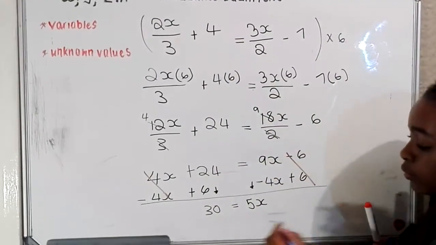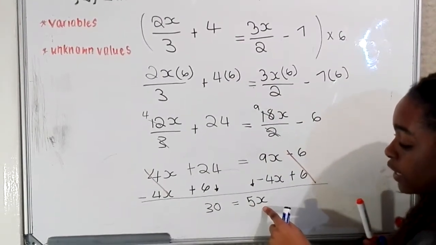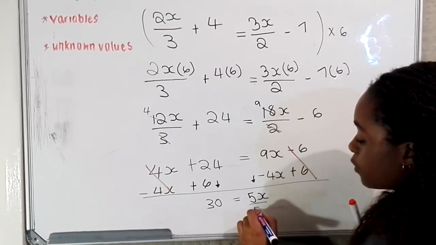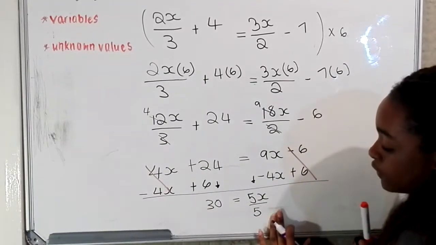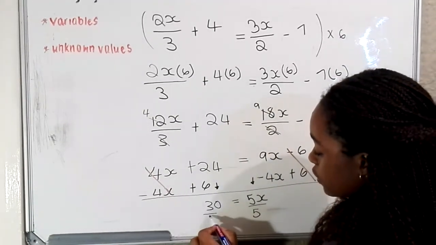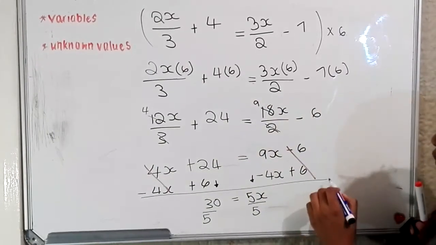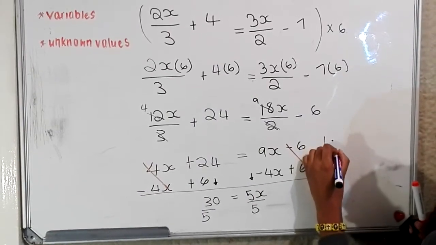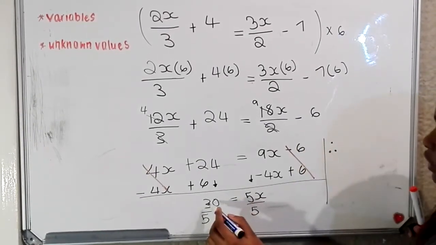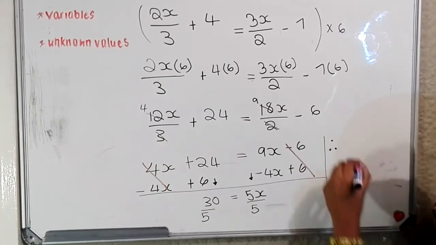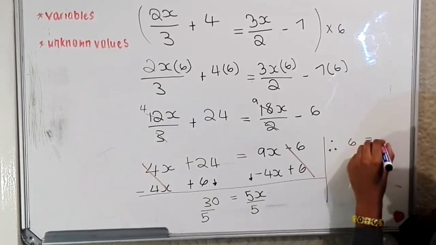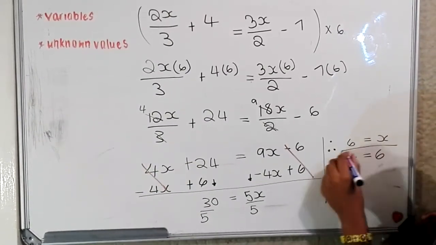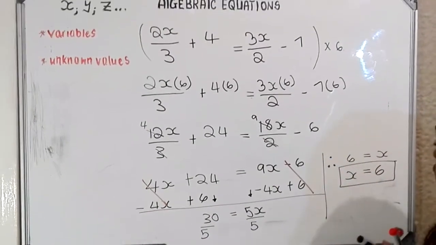Okay? Now we're not done. 5 is multiplied by x, so we still want x on its own. And for me to do this, I have to divide by 5, because the opposite of multiplication is division. Whatever I do on this side, I must do on this side. So I'll divide by 5, and I'll just come over here, okay? And I'll say, therefore, 30 divided by 5 gives you an answer of 6, which is equal to x. x is equal to 6. Okay, so this is our value of x, which is equal to 6.